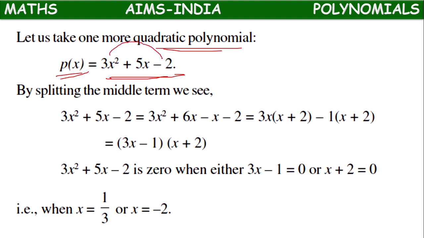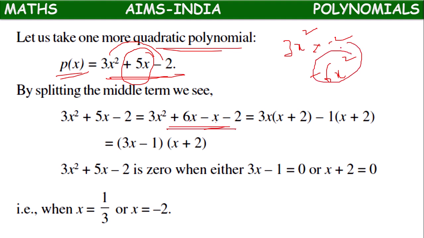So here 3x² into -2, which is equal to -6x². The middle term +5x is to be divided into two terms whose product is equal to -6x². So we can write it as 6x - x, so that the product 6x into -x is equal to -6x².